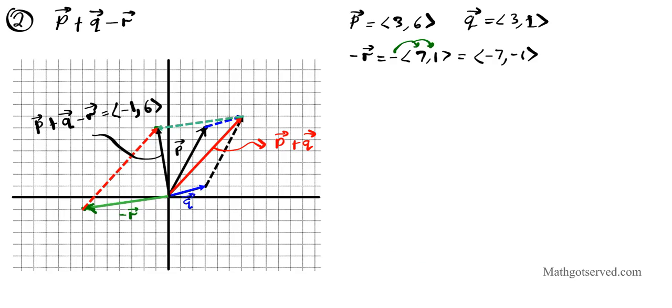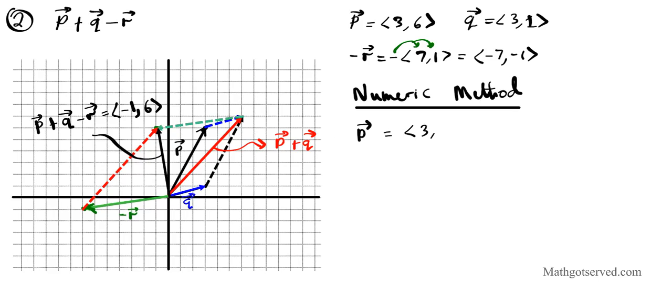Okay, now let's go ahead and combine these three vectors and see if we get the same result. Okay, so we're going to do this using the numeric method. All right, so for the numeric method we have P. We know P is 3, 6, and then Q. Let's add those two first. Is 3, 1. So we can even add negative r. Just do everything at once. So -7, -1. All right. So since they're all lined up, we can just combine them straight down.